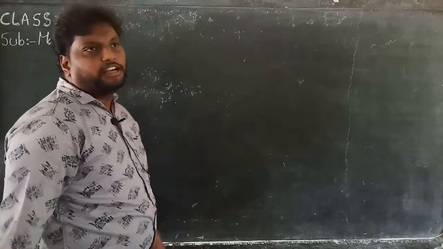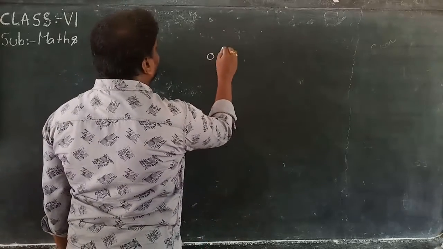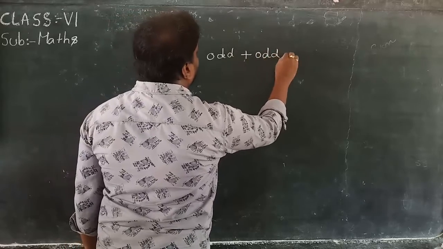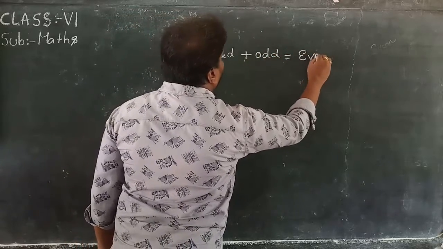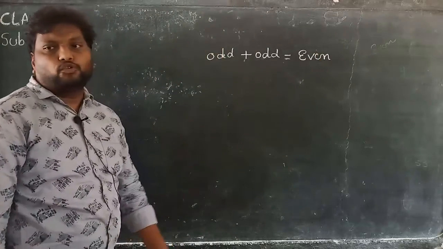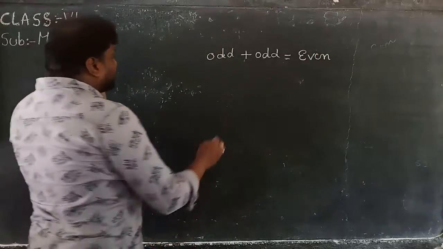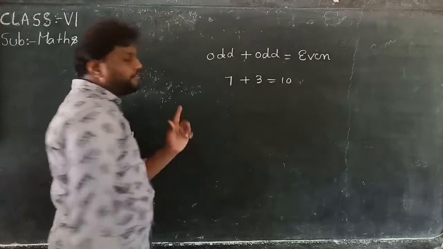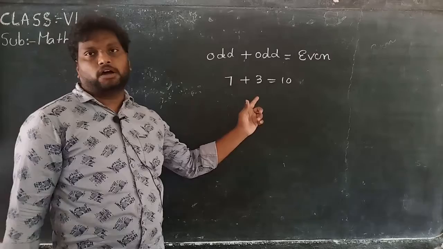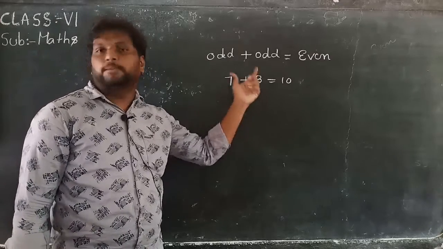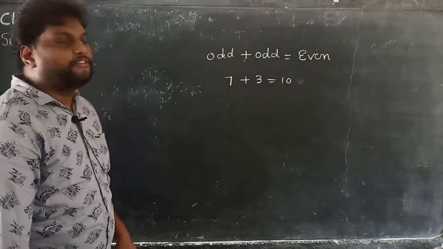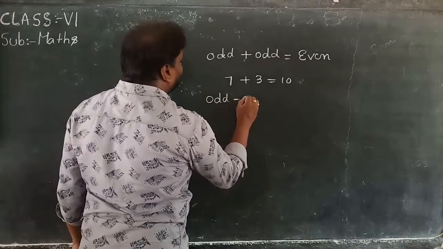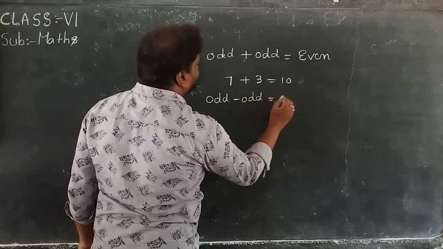The sum of two odd numbers is also an even number. For example, 7 plus 3 is equal to 10. 7 is an odd number and 3 is also an odd number. When we add these two numbers, we get the answer 10, which is an even number. Like that, the difference between two odd numbers is also an even number.